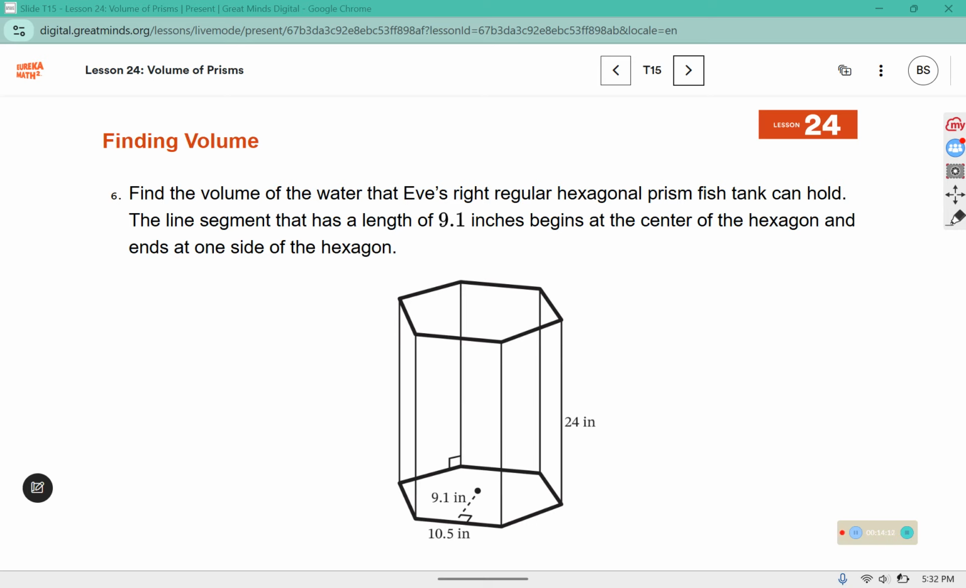Find the volume of the water that Eve's right regular hexagonal prism fish tank can hold. The line segment that has a length of 9.1 inches begins at the center of the hexagon and ends at one side of the hexagon. The base hexagon is going to be broken into 6 triangles. The triangles have a base of 10.5, a height of 9.1, and since it's a triangle, it gets divided by 2. We'll multiply 10.5 by 9.1, then divide that by 2.